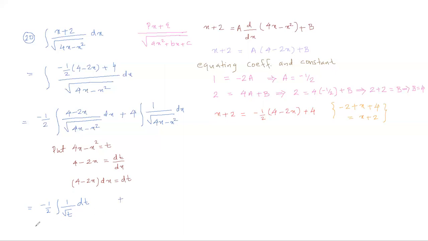So the first part I will finish. This is minus 1 by 2 integral of 1 by root t. Root t means t to the power 1 by 2, so moving to the numerator it becomes t to the power minus 1 by 2. The integral of t to the power minus 1 by 2 is t to the power minus 1 by 2 plus 1 divided by minus 1 by 2 plus 1, that is t to the power 1 by 2 divided by 1 by 2. Minus 1 by 2 and 1 by 2 cancel, so we get minus t to the power 1 by 2, that is minus root t. That part is over; we will write the constant last.